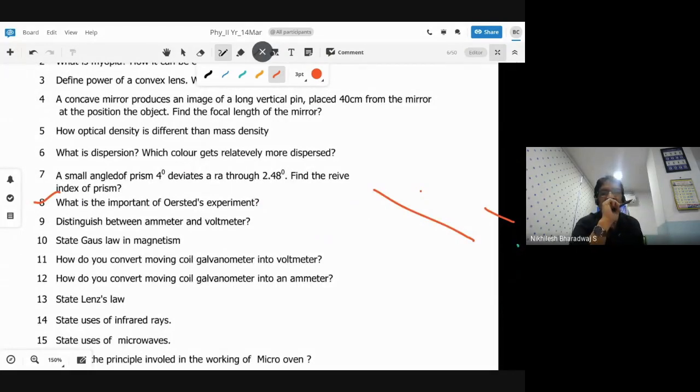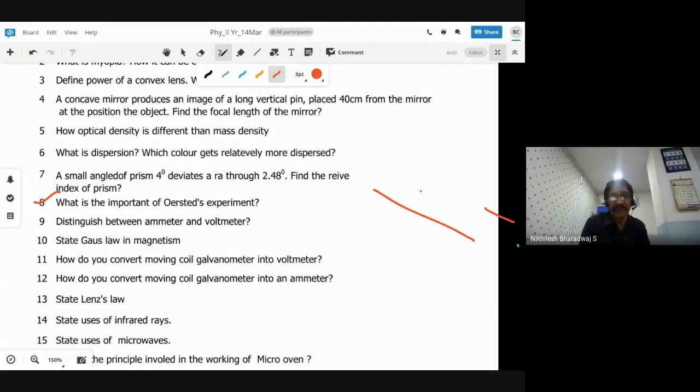What is the importance of Oersted experiment? The importance of Oersted experiment is whenever the current is passed through a conductor, a magnetic field will be developed around the conductor. That is importance. And it establishes a relation between electric and magnetic field.